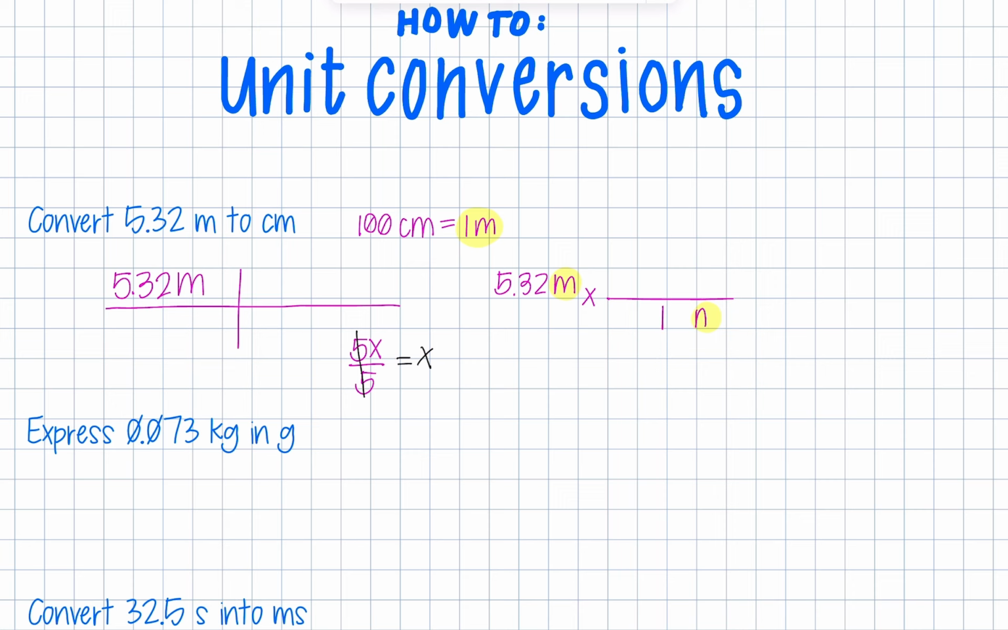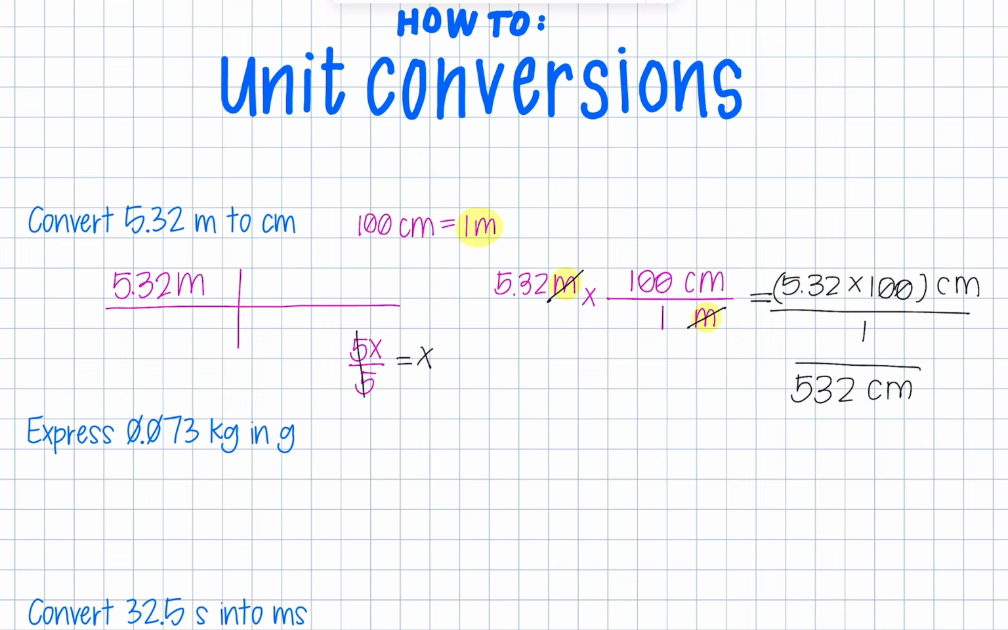So 1 meter is equal to 100 centimeters. So when I go through and do my math, my meters are going to cancel each other out. And what I get is 5.32 times 100. And then centimeters is my unit, divided by 1, which gives me 532 centimeters.